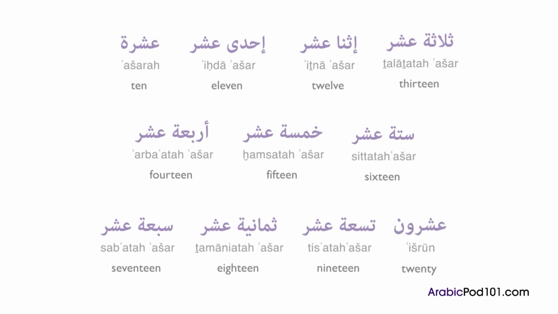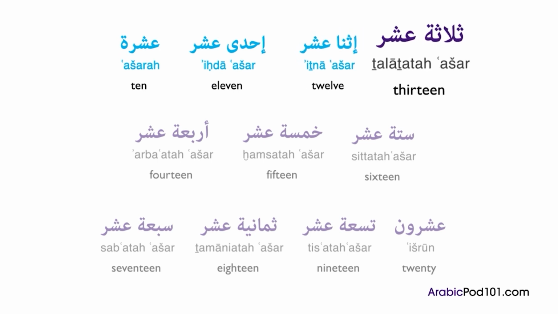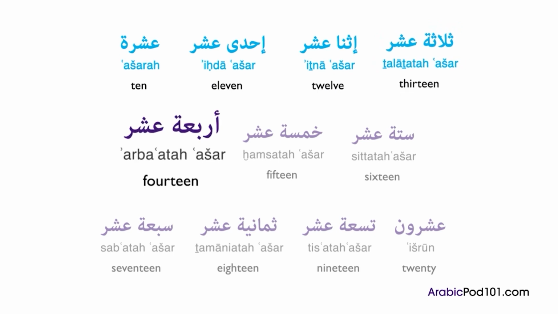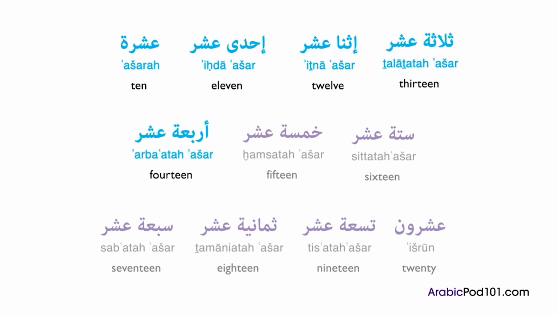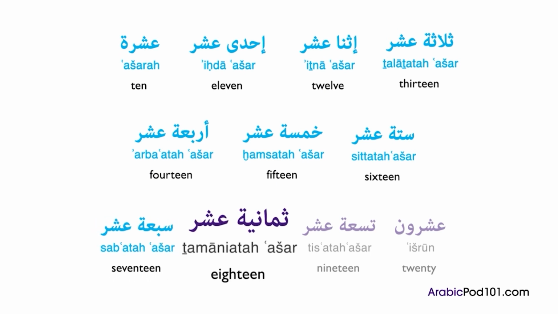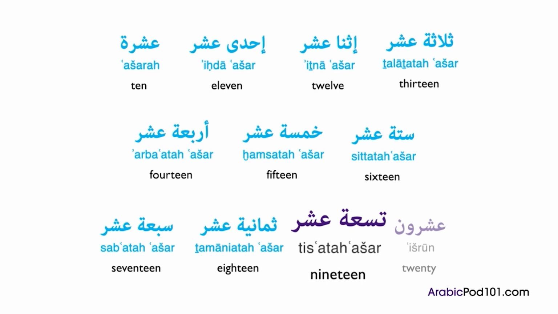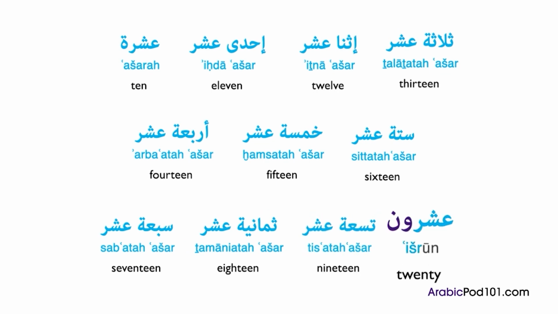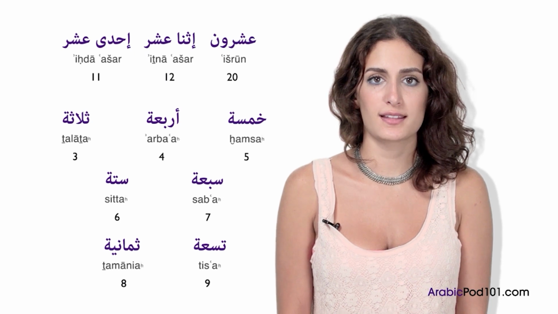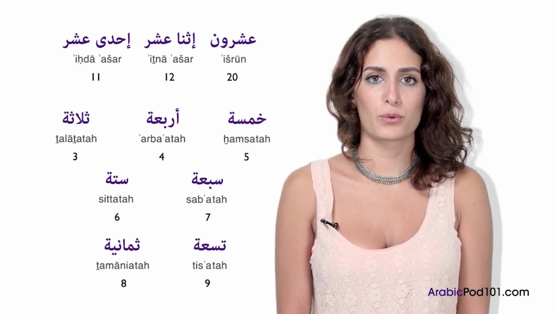I'll say the numbers and give you time to repeat each one. 10, 11, 12, 13, 14, 15, 16, 17, 18, 19, 20. These numbers may seem harder to remember, but you really just have to memorize 11, 12, and 20. As for the rest, you just need to replace the H ending of the digits we learned before with ta followed by the word 10.